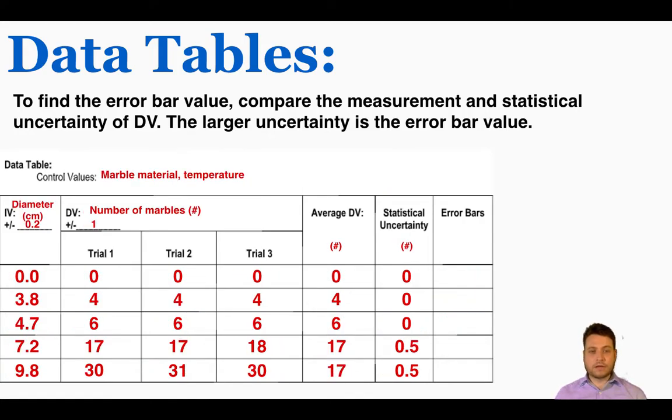Here's an example where the measurement uncertainty is bigger than the statistical uncertainty, and so the error bars would be entirely the measurement uncertainty numbers. It's just whichever one is bigger.